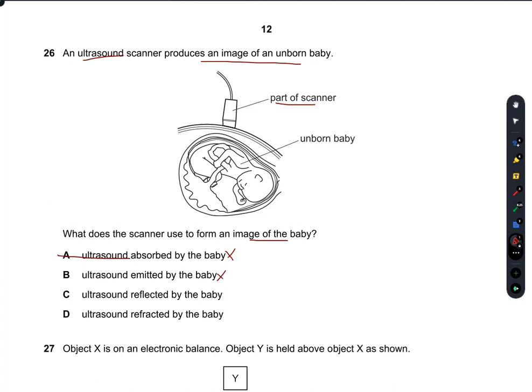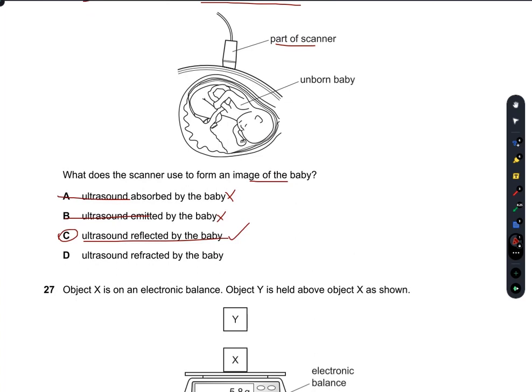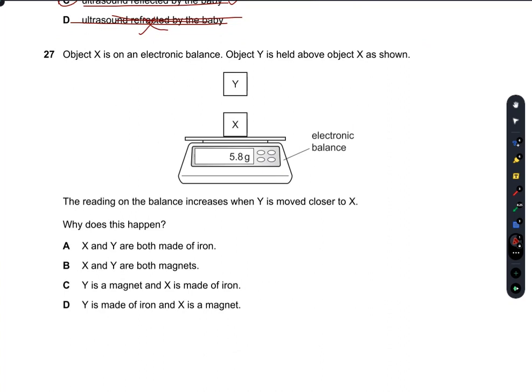Ultrasound emitted by the baby. The baby does not emit ultrasound. The ultrasound reflected by the baby. Yes, this is true. The ultrasound reflected by the baby at different positions helps us form the image of the unborn baby. If the ultrasound is refracted, it will go somewhere like this, so it will not work as well. So C is your right answer.